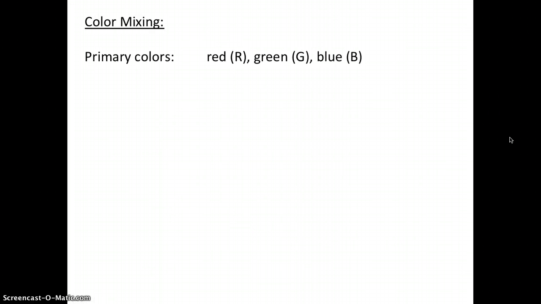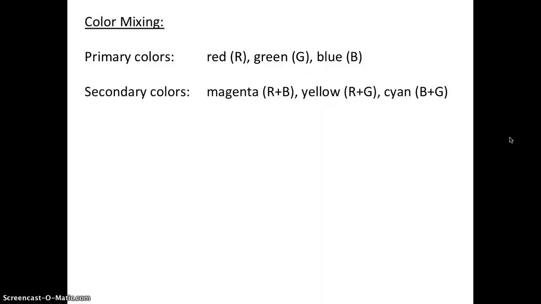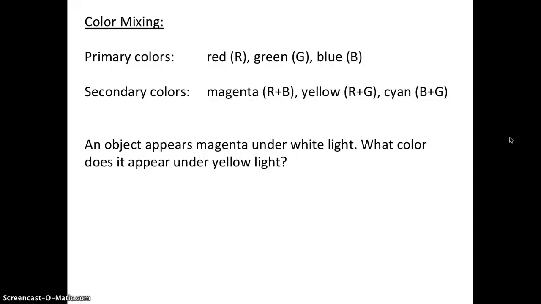The primary colors of light are red, green, and blue. The secondary colors are magenta, yellow, and cyan. Each secondary color is formed by mixing two primary colors.